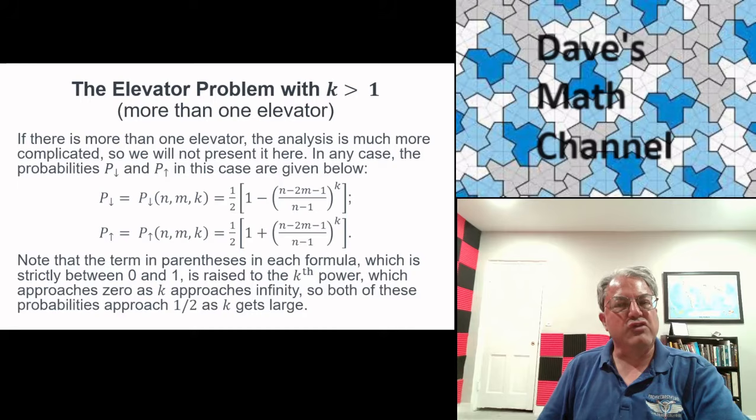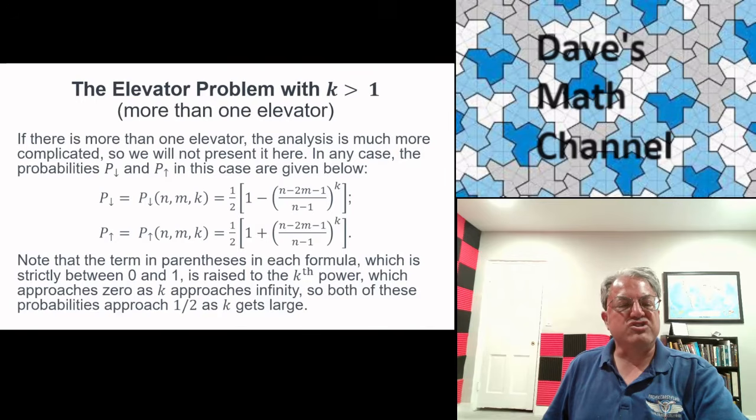So if you want it to be equally likely that the next elevator is going up or down, all you have to do is have a whole bunch of elevators. But of course, the people who made the building probably didn't want to spend too much money on elevators. So I think the most you'll ever see is around 6 or so. Even with k equals 6, these probabilities are pretty close to 1/2.